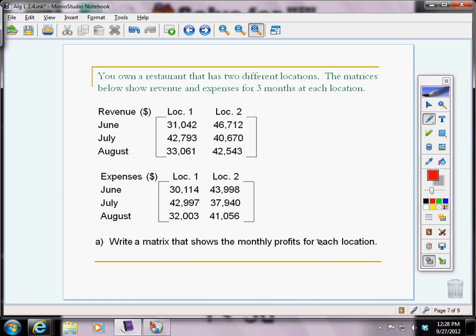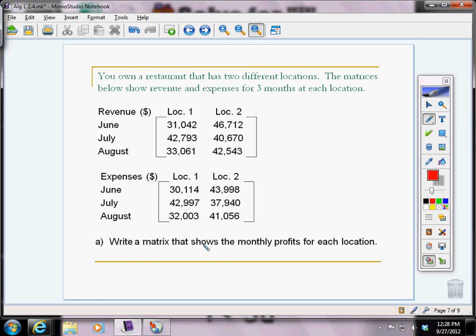Let's look at this example. It says you own a restaurant at 2 different locations. The matrices below show revenue and expenses for 3 months at each location. So here's the revenue at location 1, what happened in June, at location 2, what happened in July, and then you can see August here. And these are the expenses, again at each location for June, July, and August.